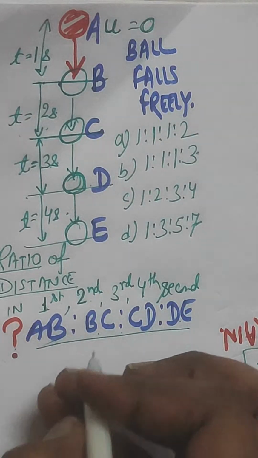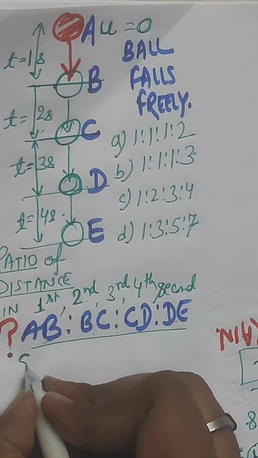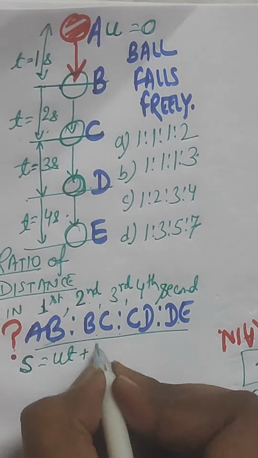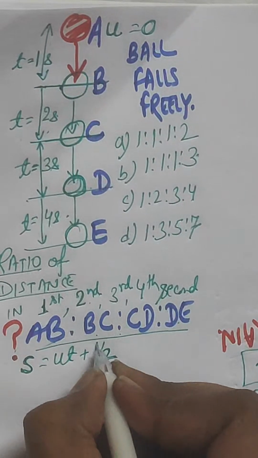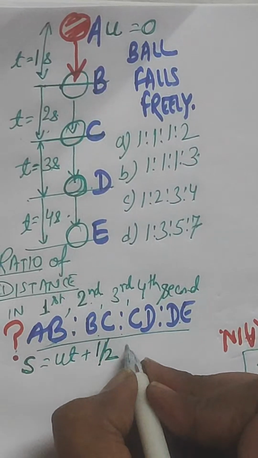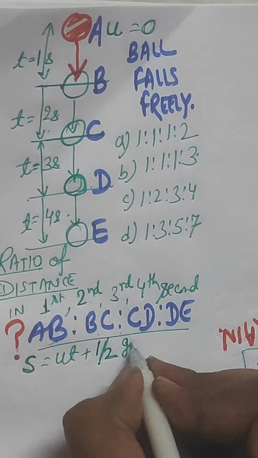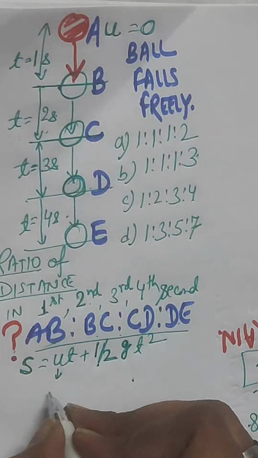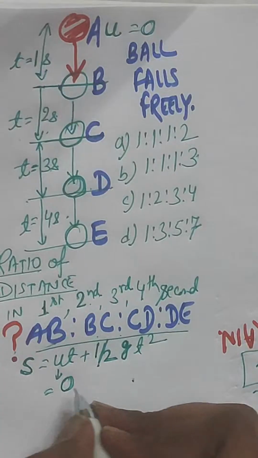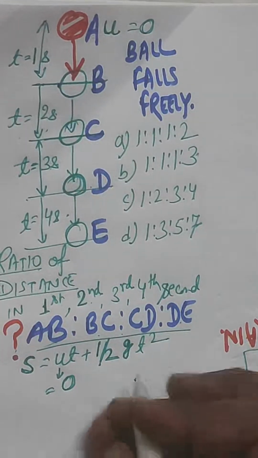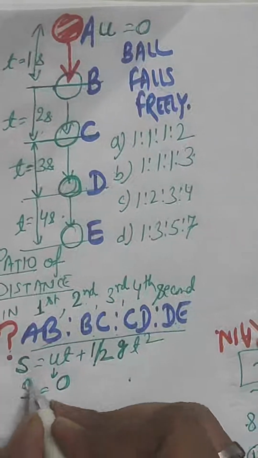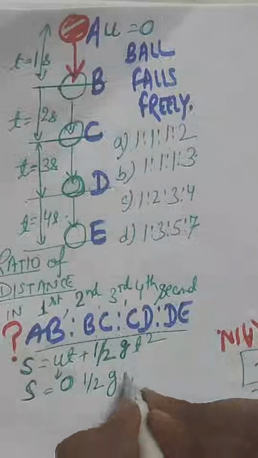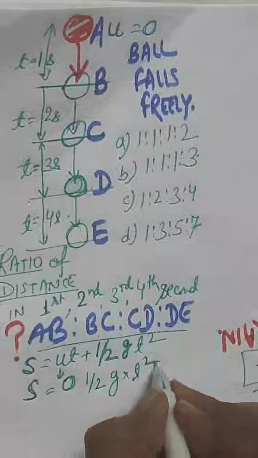Now, we know that by the equation of motion, S equal to ut plus half at square. The acceleration will be nothing but the acceleration due to gravity, that is g into t square. Since u is equal to 0, this first component will be 0, so s will be equal to half g into t square, right?